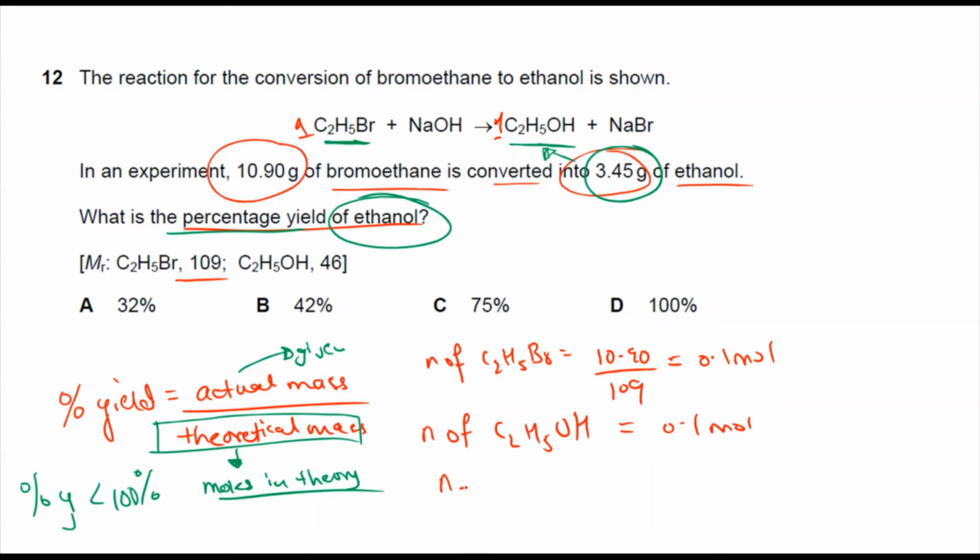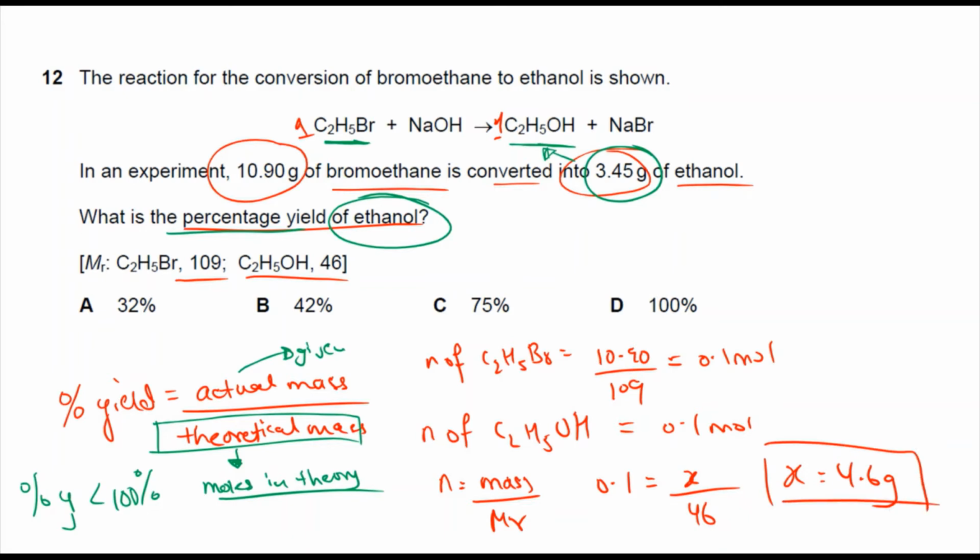Now I have the moles. Moles is mass over Mr. Moles are 0.1. The mass of C2H5OH I'm interested in is the theoretical mass, and the Mr is 46. The answer comes to 4.6 grams. So I have the theoretical mass now, and I have the actual mass now. All I have to do is put it in the equation, and I forgot to mention, multiply by 100 to make it a percentage. So this will be 3.45 over 4.6 into 100. That turns out to be 75%. So your answer is C.